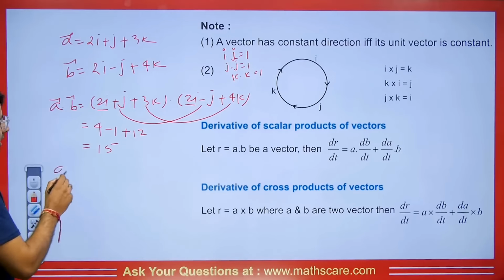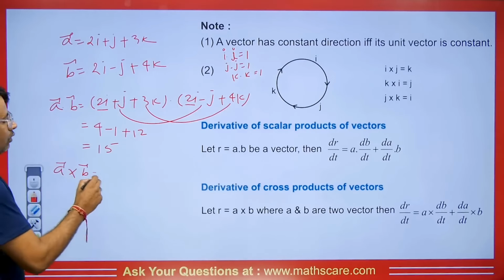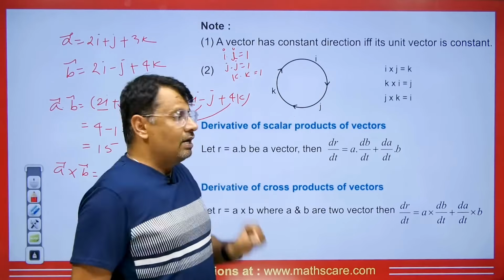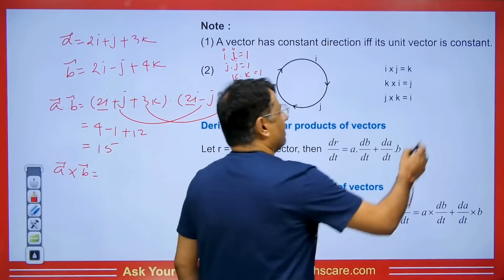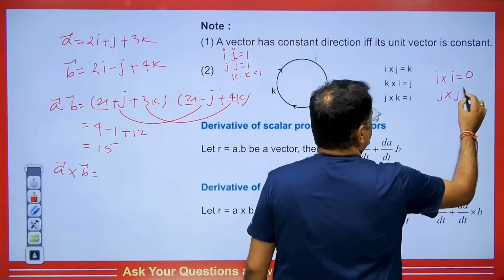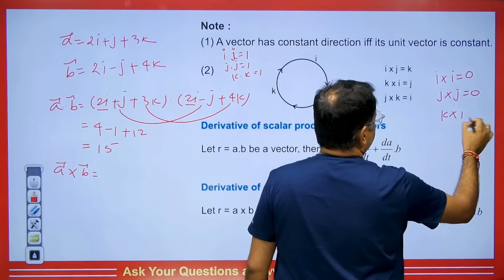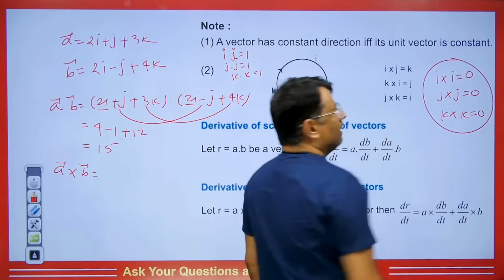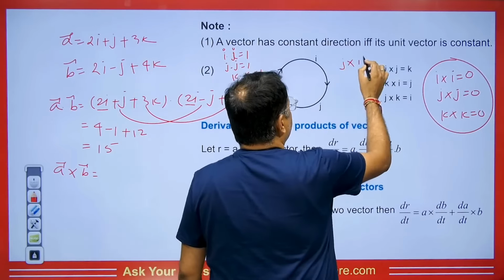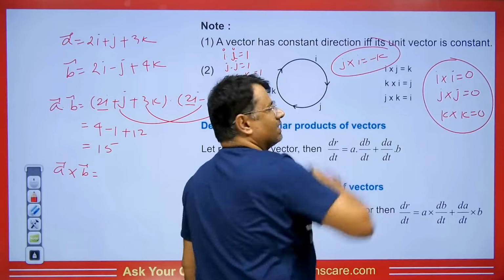Now let's discuss the cross product. If we are given two vectors, how do we calculate the cross product? For the cross product, pay attention to this point: i cross i is equal to 0, j cross j is equal to 0, and k cross k is 0. We study this in class 12, right? And i cross j is k. And if you are asked j cross i, what will we get here? It will be minus k, right?